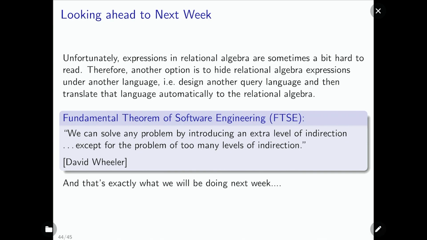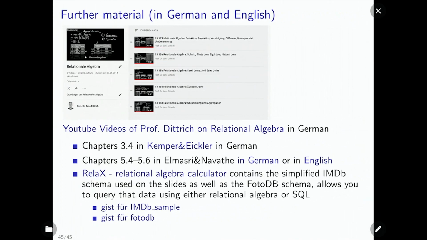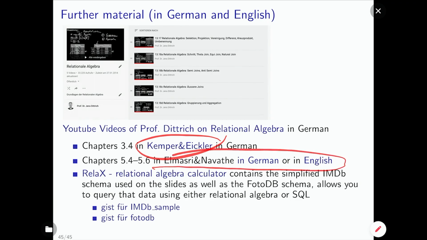I added some literature. Some of it is in German, videos from older lectures. Those are the chapters in the Kemper Eickler. The English option is Ramakrishnan and Gehrke. What I highly recommend is this website, a relational algebra calculator that already has the data we use in this lecture loaded, and you can directly play with relational algebra expressions to get going and learn this stuff.